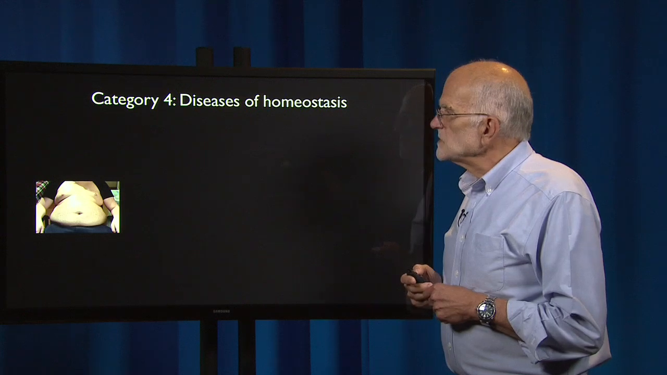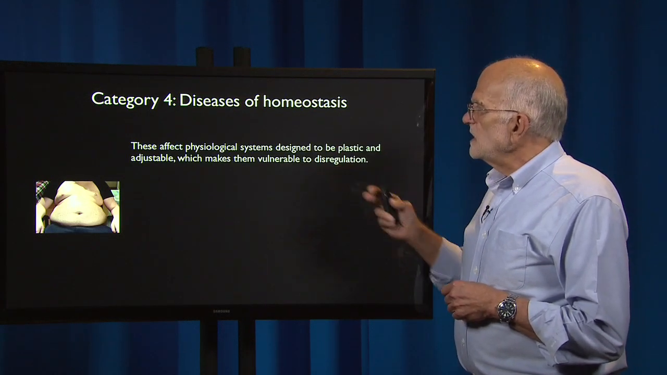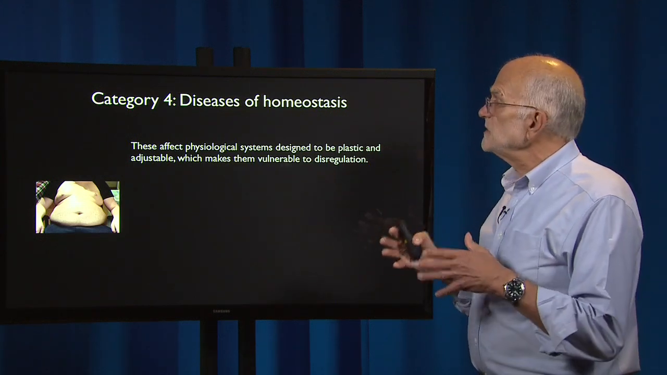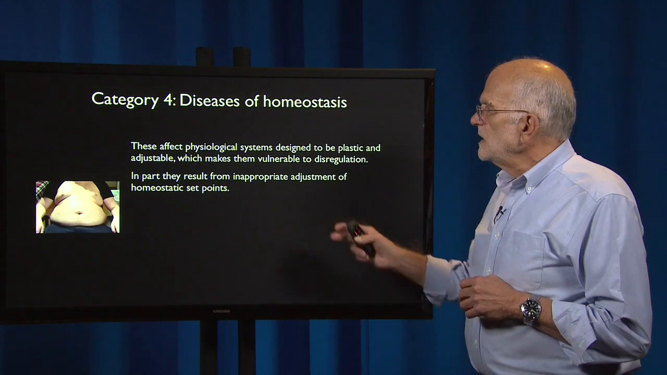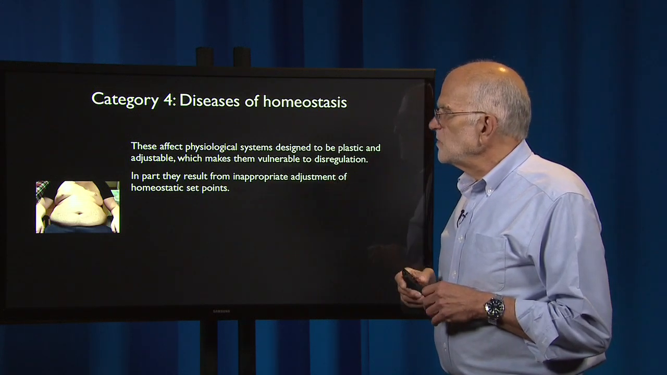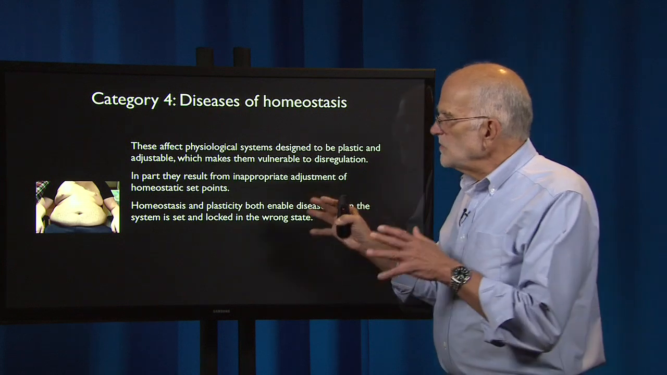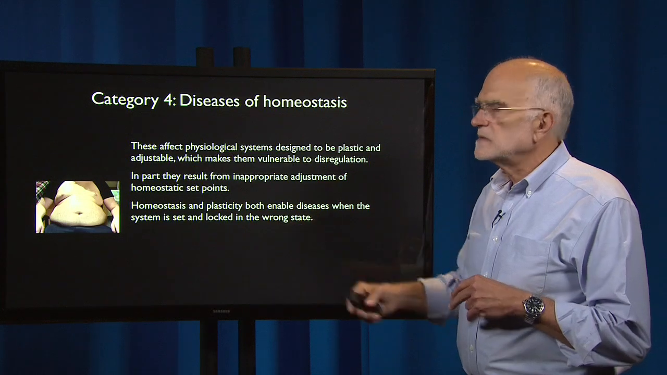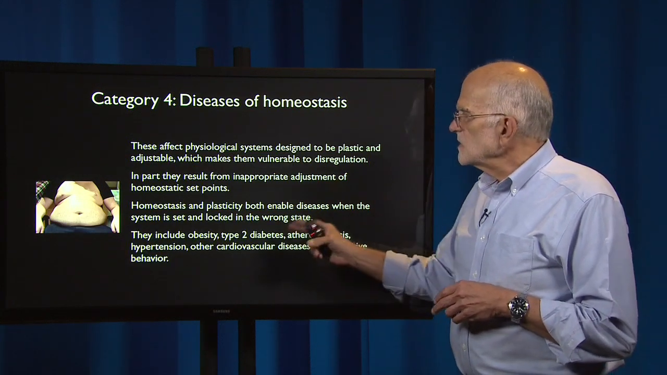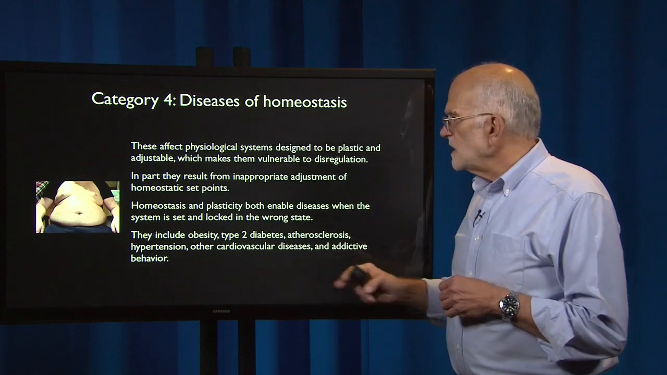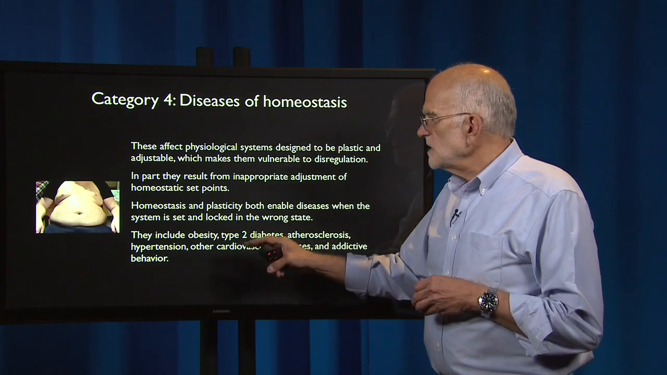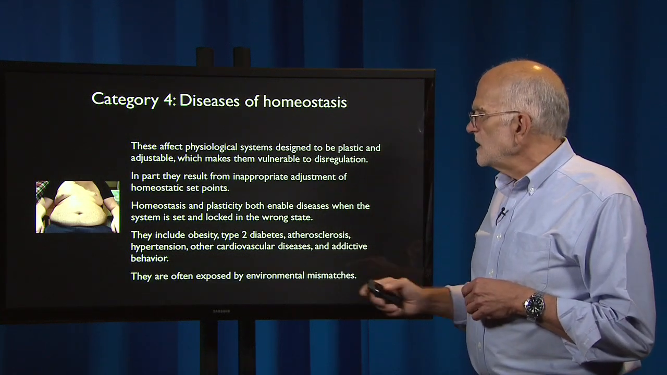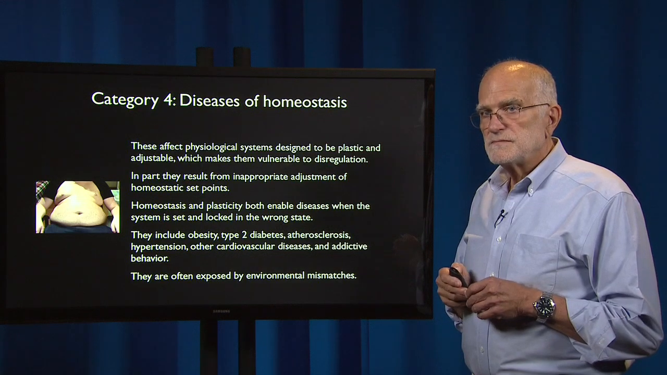Then there are the diseases of homeostasis. They affect physiological systems that are designed to be plastic and adjustable. And this design intrinsically makes them vulnerable to dysregulation. In part, they result from inappropriate adjustment of homeostatic set points. So homeostasis and plasticity both enable diseases when the system is set and locked in the wrong state. They include obesity, as the figure indicates, type 2 diabetes, atherosclerosis, hypertension, other cardiovascular diseases, and addictive behavior. They are often exposed by environmental mismatches.